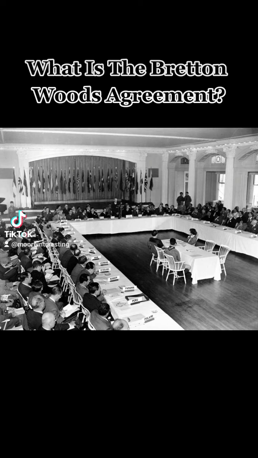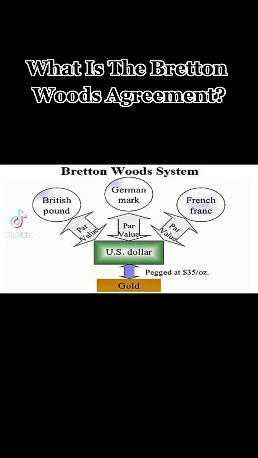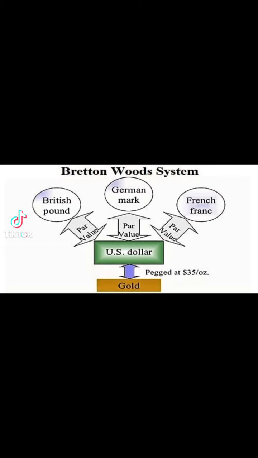The delegates within the agreement used the gold standard to create a fixed currency exchange rate. The Bretton Woods Agreement established a system through which a fixed currency exchange rate could be created using gold as the universal standard. The agreement involved representatives from 44 nations and brought about the creation of the International Monetary Fund, IMF, and the World Bank.